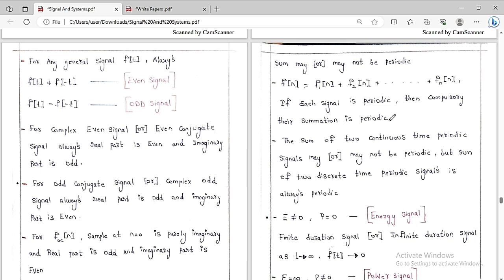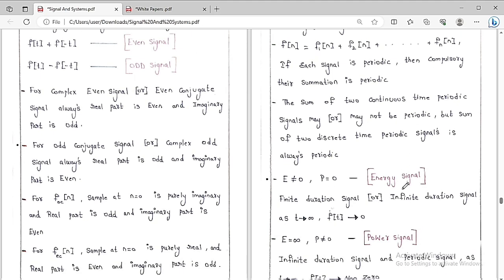The next point is: the summation of two continuous time periodic signals may or may not be periodic, but the summation of two discrete time periodic signals is always periodic. This is the statement. The sum of two continuous time periodic signals may or may not be periodic, but the sum of two discrete time periodic signals is always periodic. This is the same thing which I have told you just now.